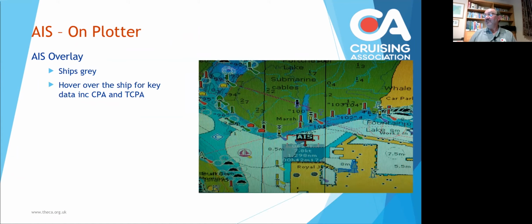So AIS on the plotter, we get much the same information. We can see here in Portsmouth Harbour, if I move the cursor here, you can see there is a ship there and we can see his true course, his speed over ground, the distance, the CPA, the closest point of approach, of about 1.3 miles in 42 minutes.